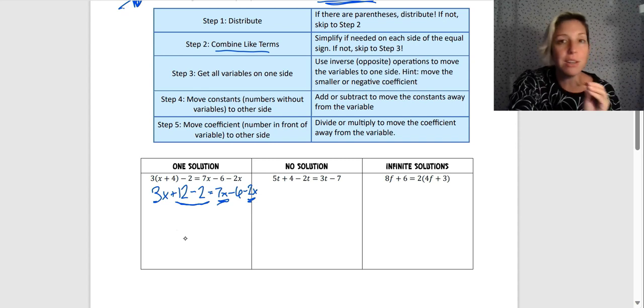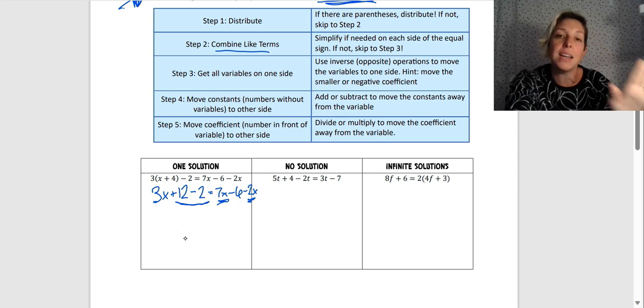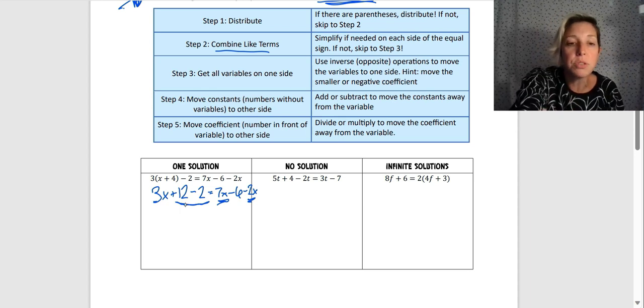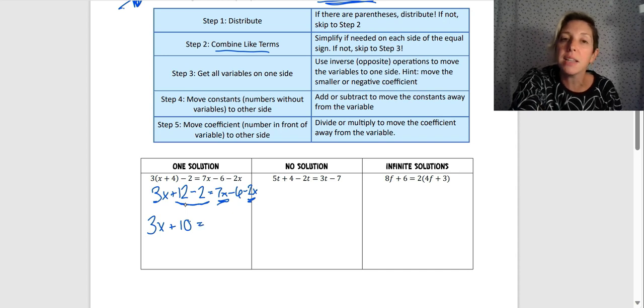Combining does not mean using inverse operations. You just look at each side and do each side separately. So on this side, I would have 3x plus 10, 12 minus 2. And on the other side, 7x minus 2x is 5x, and I have minus 6.